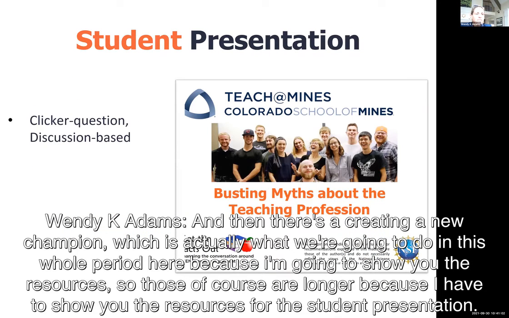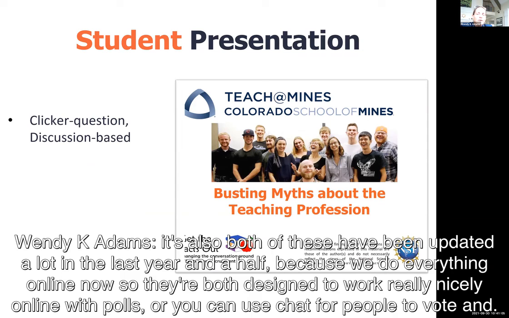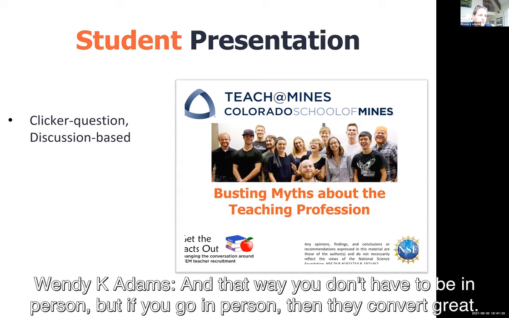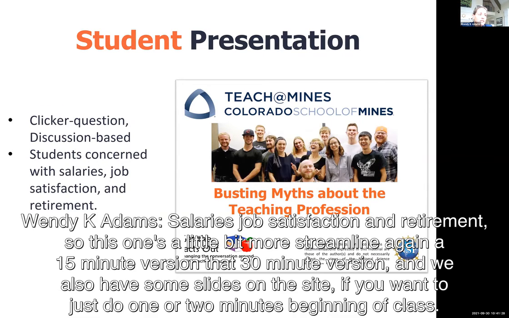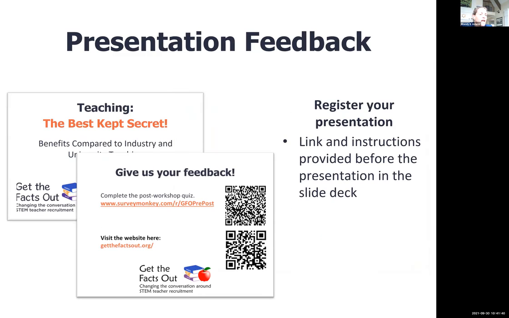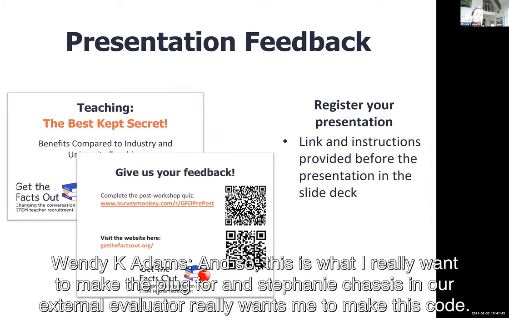For the student presentation, both of these have been updated a lot in the last year and a half because we do everything online now. They're designed to work nicely online with polls, or you can use chat for people to vote, and if you go in person, they convert great. The students are concerned with a narrower set of topics than what we covered today: really just salaries, job satisfaction, and retirement. So this one's more streamlined. Again, there's a 15-minute version and a 30-minute version, and we also have some slides on the site if you want to just do 1 or 2 minutes at the beginning of class.